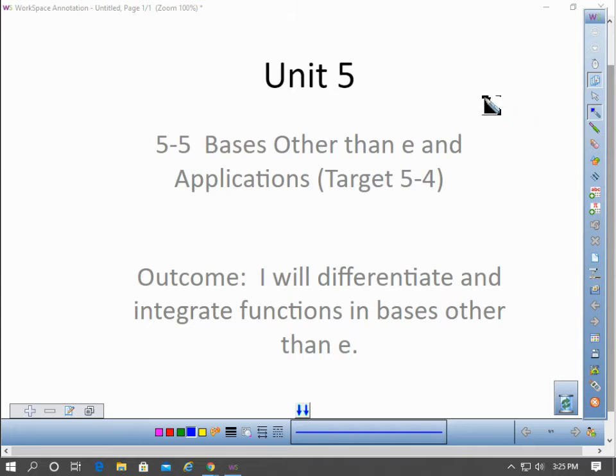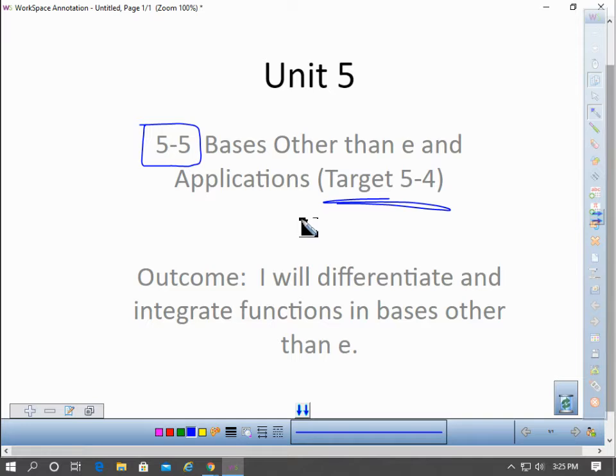So we are still in Unit 5, just at the beginning of it, sort of. And we are doing Target 5.4, which is actually Section 5.5 in your textbook. So even though it's Target 5.4, it actually goes with the lesson 5.5 in your book. So we're going to be doing bases other than e, and then, of course, all the applications that go with that as far as tangent lines and slope and all that. So I will differentiate and integrate functions in bases other than e.